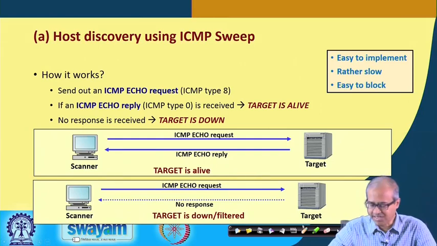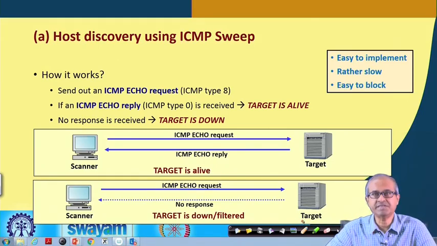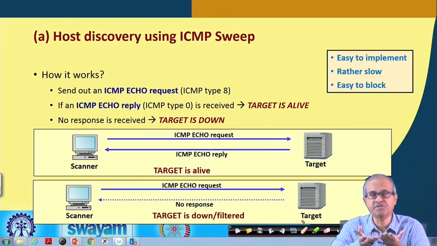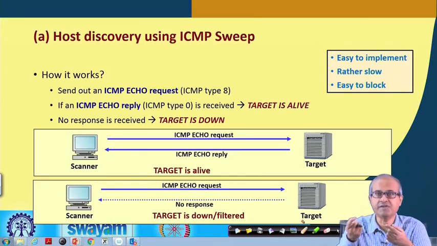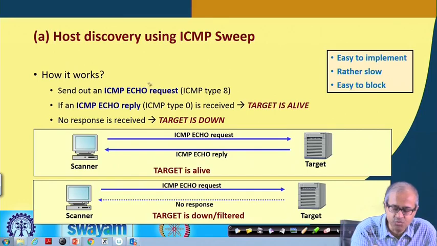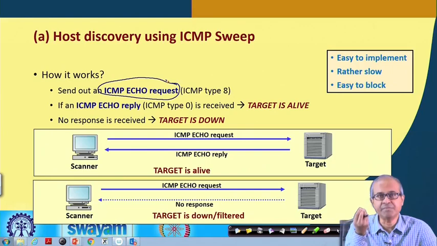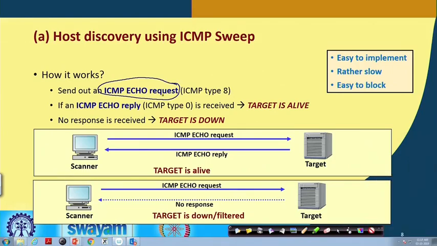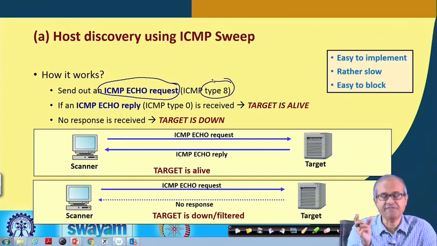So, we start with ICMP Sweep. Let us understand what this ICMP Sweep means. You know that ICMP is a protocol which runs in a network. ICMP requests and responses can be used to find out whether a host is alive or not. There is something called the ICMP echo request packet. In an ICMP packet there are many request types. This ICMP echo request corresponds to type 8. So, in the type field of the packet the number 8 is stored.